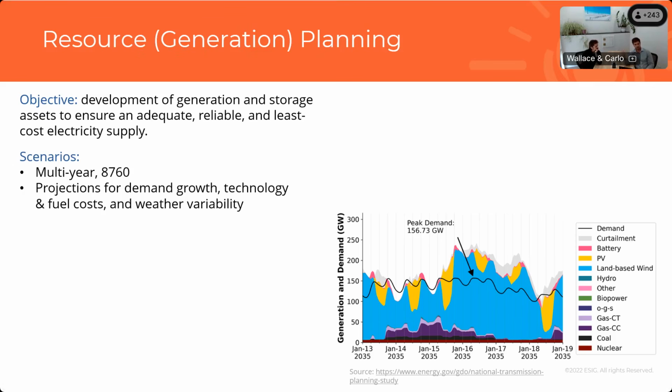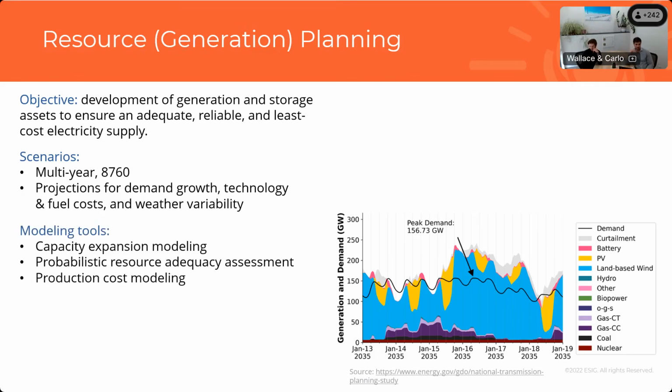And uncertainties include projections for demand growth, projections for technology and fuel costs and how those may change over time, as well as, more and more importantly, weather variability, as this not only impacts the way we consume electricity, but clearly has a major impact on our renewable resources like wind and solar.